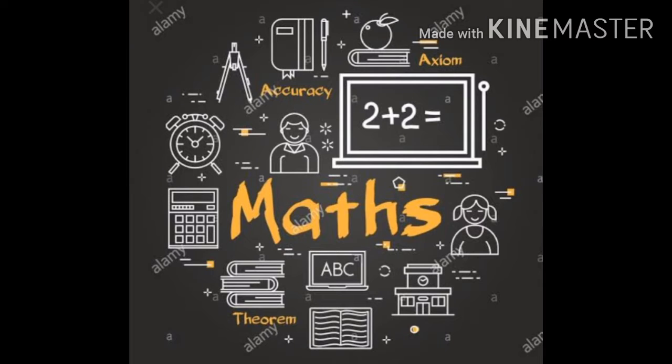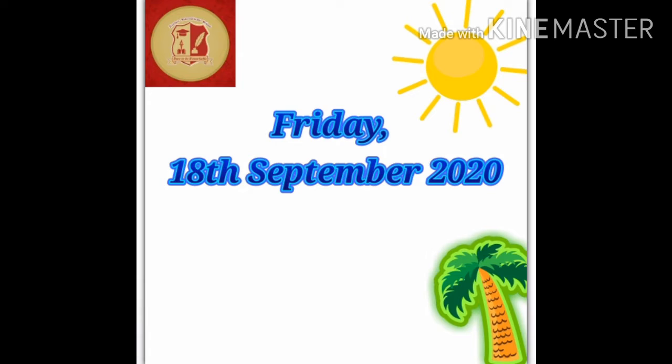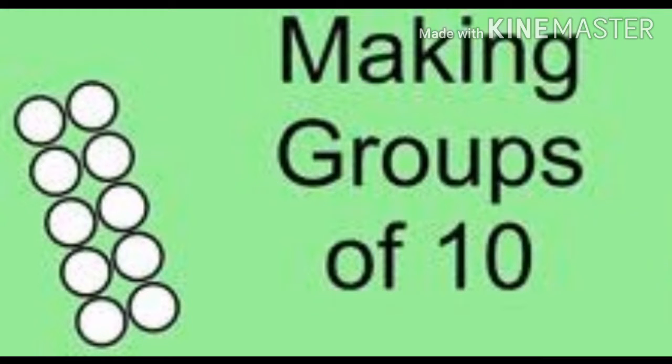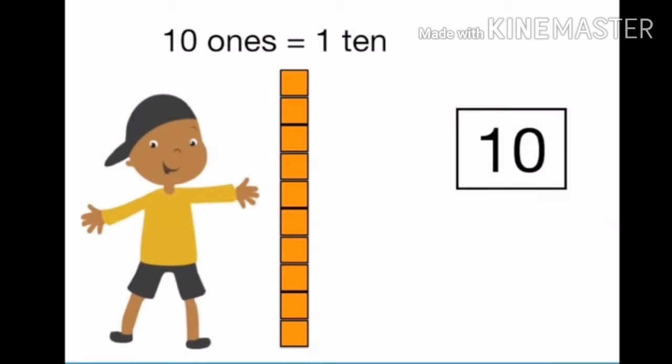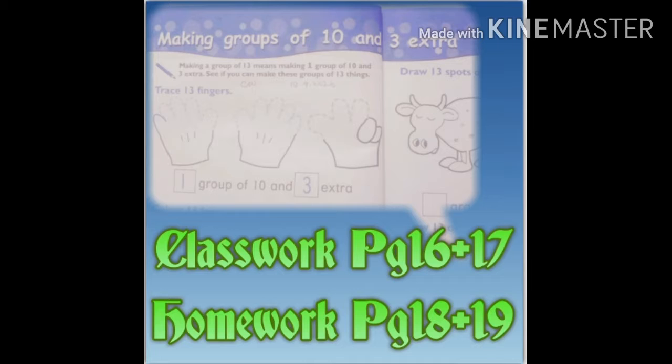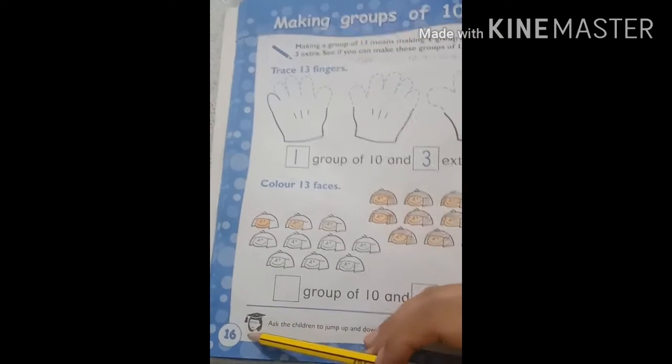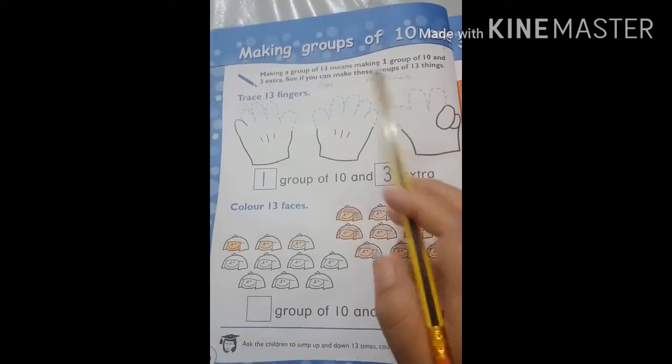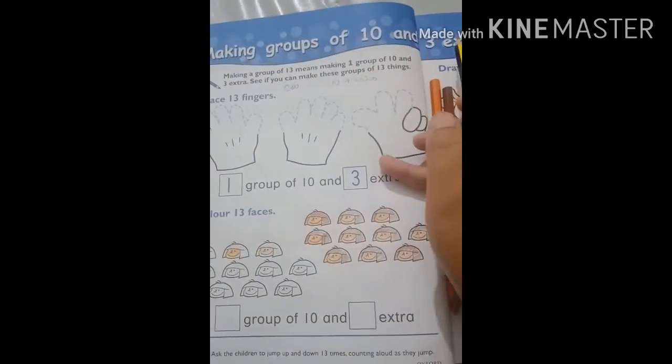First, write down the date. Date is Friday, 18th September 2020. And your topic is making groups of 10. Making groups of 10 is on your screen. Now let's take out your maths Excel book. Now it's page number 16 of your maths Excel book. Making groups of 10 and 3 extra. Today we will make groups of 10 and 3 extra.